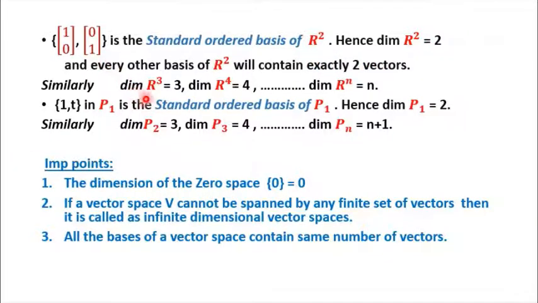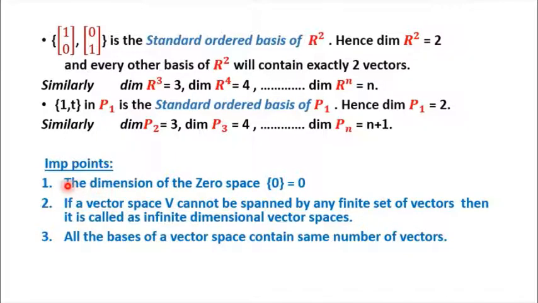So similarly, dimension of R3 is 3, dimension of R4 is 4, and so on, dimension of Rn is n. And similarly for P1, the set containing 1, t is a basis, the standard basis of P1, hence dimension of P1 is equal to 2. So any other basis of P1 also will have 2 vectors. Similarly, dimension of P2 is 3, dimension of P3 is 4, dimension of Pn is n plus 1. See here, dimension of Rn is n, but dimension of Pn is n plus 1. Remember this point.